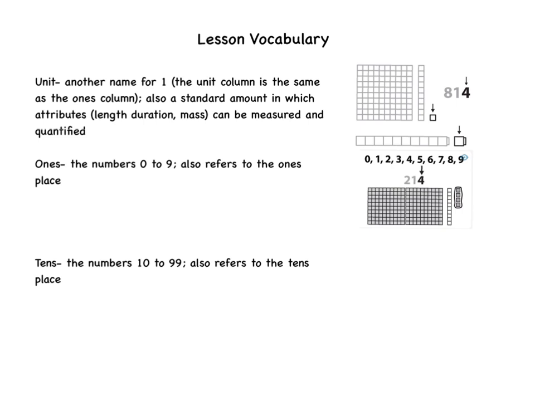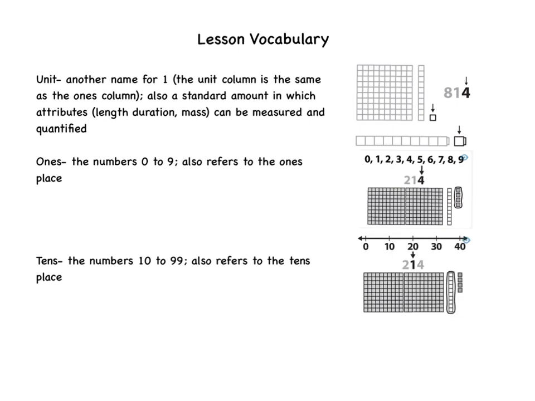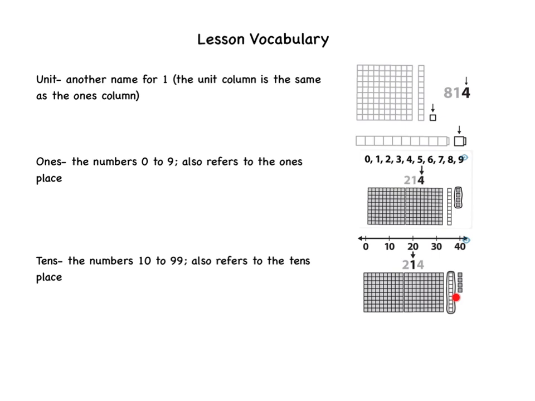Tens are the numbers 10 to 99, and also refer to the tens place. We can see tens being represented right here, which is 10 units. We refer to this as a long, and we can see 1 long being represented by our 1 in our tens place because there is 1 group of 10.